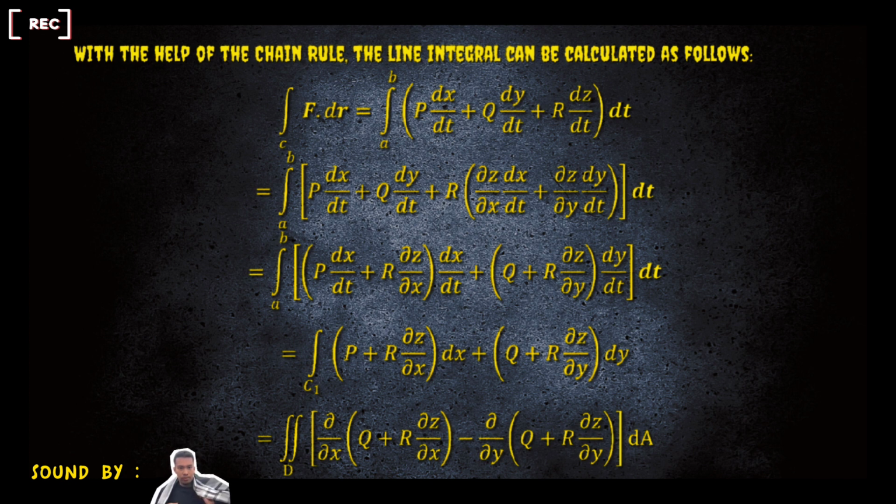Which equals integral over C1 of (P + R ∂z/∂x) dx + (Q + R ∂z/∂y) dy, which equals the double integral over D of (∂/∂x (Q + R ∂z/∂y) minus ∂/∂y (P + R ∂z/∂x)) dA.